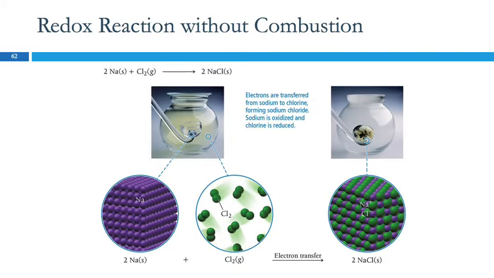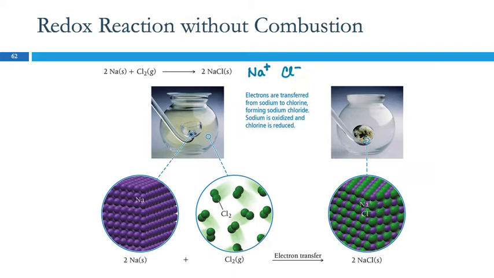This is a redox reaction that occurs without combustion. Here we have sodium reacting with chlorine to form NaCl. Now, if we look at what's going on here, the sodium doesn't have any charge on it, does it? And the chlorines don't have a charge. But we're making an ionic compound. In the ionic compound, we have sodium ions and chloride ions. So now the chlorides have a -1 charge, the sodium ions have a +1 charge.